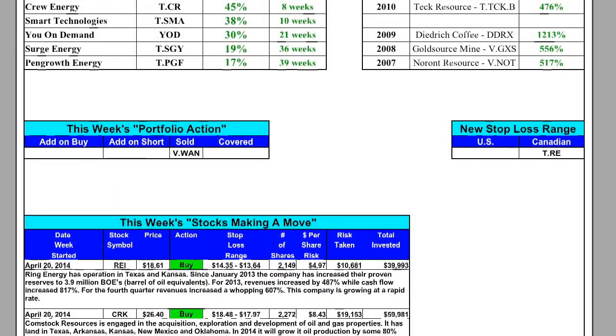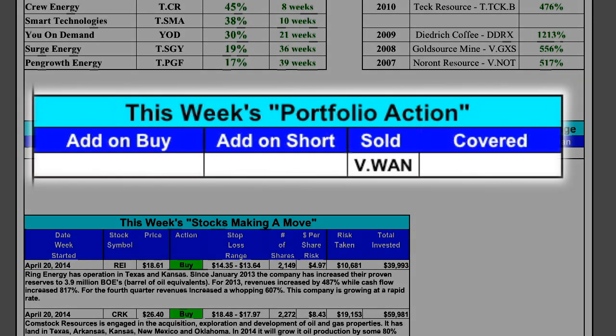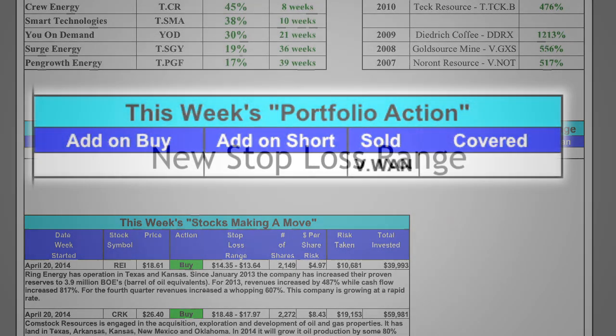This week's portfolio action section is divided into 4 columns: add-on buy, add-on short, sold, and covered. Symbols in the add-on buy and add-on short means you will add an additional buy or short to that particular stock. The sold column displays which stocks were sold, and the covered column displays which stocks were covered, which applies to stocks that were shorted. Shorting a stock means you sell it first and will profit from it by buying it back at a lower price. It is the opposite of buying a stock.